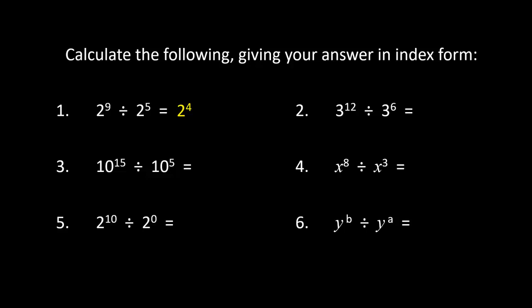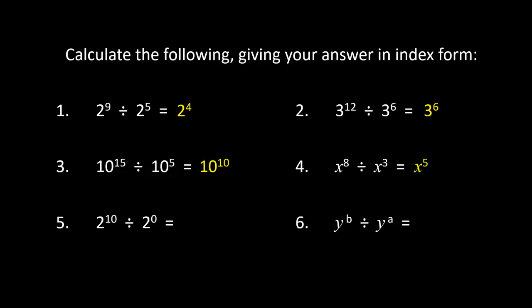Number 2, 3 to the power of, so 12 take away 6 is 6. 10 to the power 15 divided by 10 to the power 5 is the same number, so it's going to be 10 to the power of 10. We've got letters now for number 4, x to the power of 5.